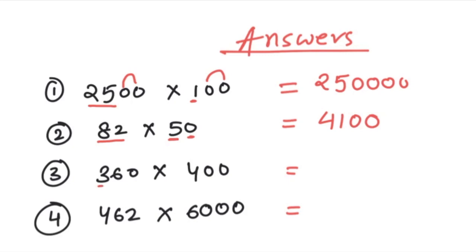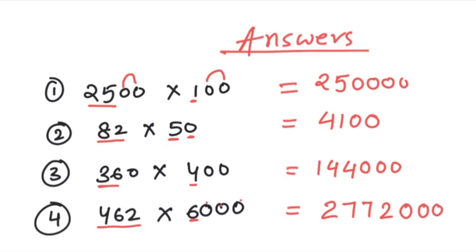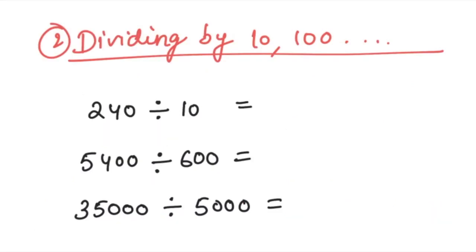Now in another question, 36 times 4000. 36 times 4 is 144. And then how many zeros? 3. So 1, 2, 3. Then 462 times 6000. So 462 times 6, it will be 2772. And then 1, 2, 3 zeros. So that's your answer. So we are done with multiplying.